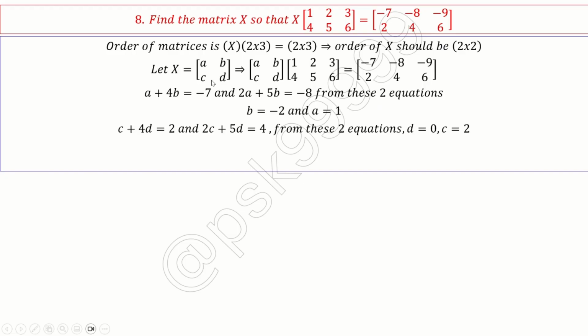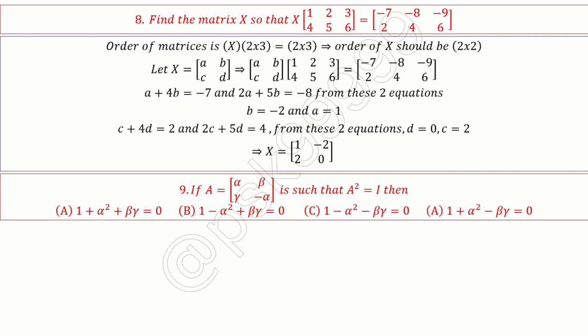Similarly for C and D, I get two equations, and from those two equations I can solve D equal to 0 and C equal to 2. So my X, that is A, B, C, D, is nothing but 1, minus 2, 2 and 0. Okay, this is how you will solve these problems. Next.